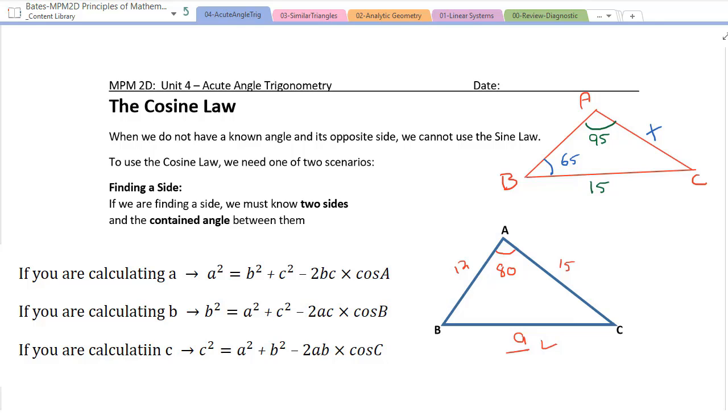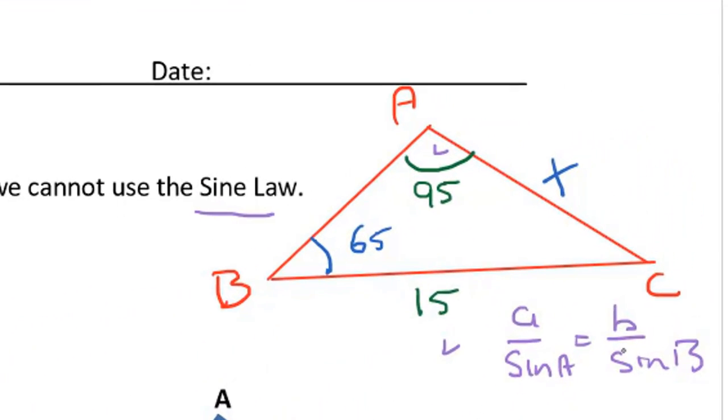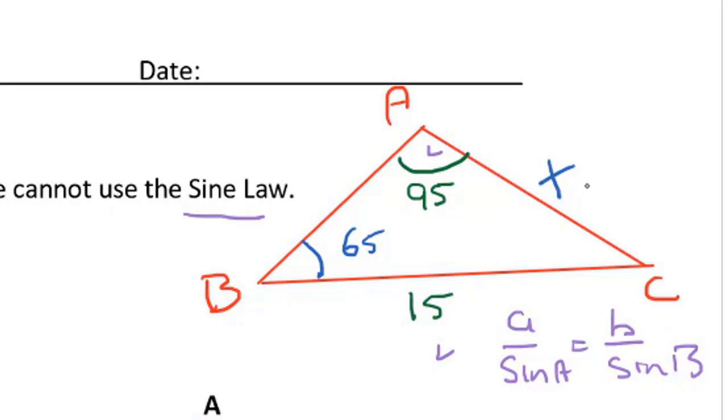Let's take a look at the cosine law in activity 2. If you remember back in activity 1, we were looking at the sine law. And the sine law works really well as long as you are given an angle and the length of the side that is opposite, plus one other piece of information. That way you can use the sine law to solve for an unknown side or an angle.